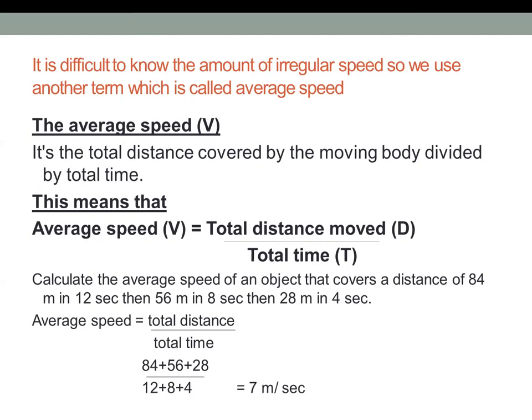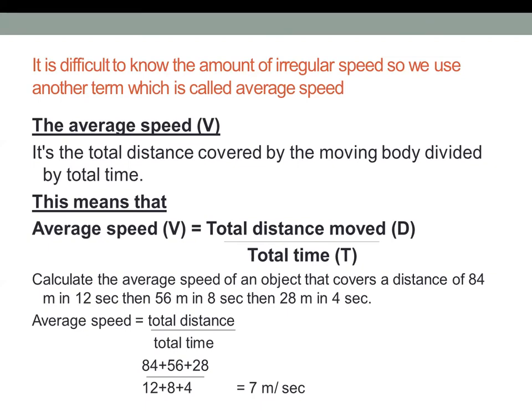So what is the rule that we can use to measure the average speed in problems? Total distance divided by total time. As we see, D over T. Total distance over total time. Okay? From the definition, we can get the rule. The rule is total distance divided by total time.